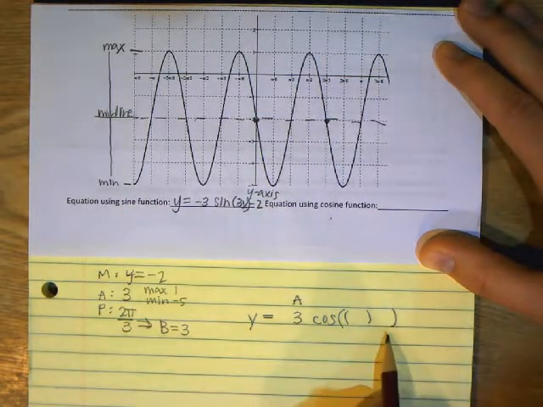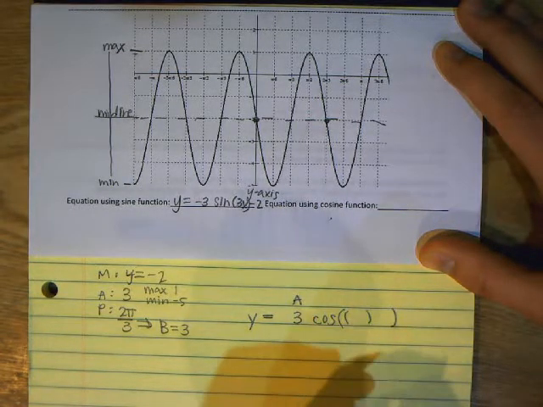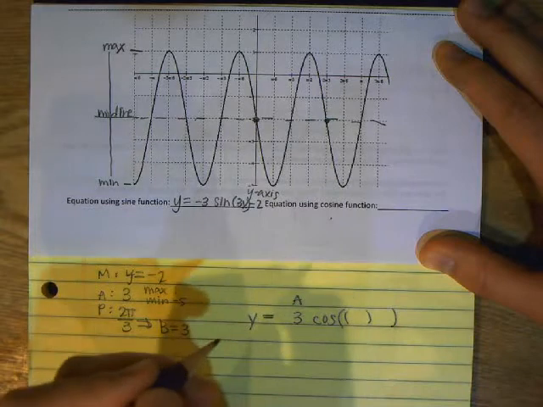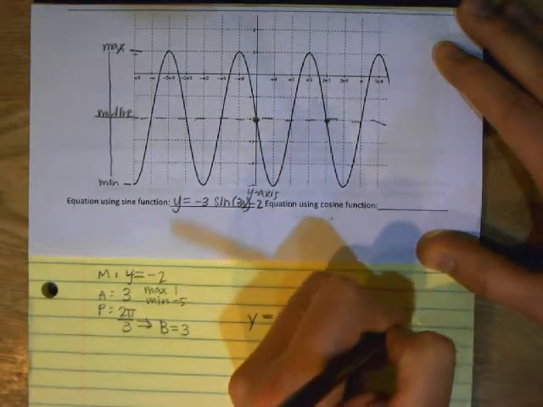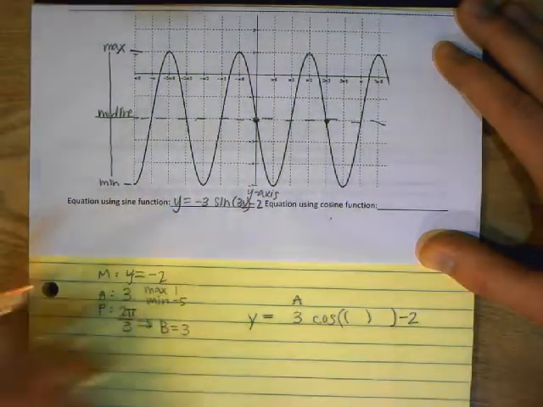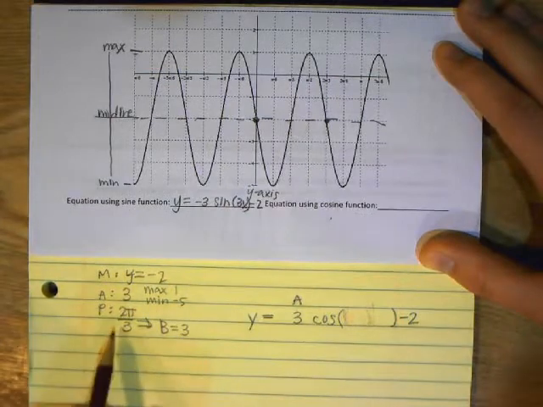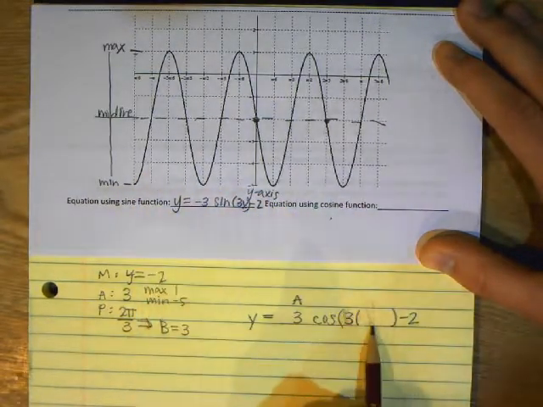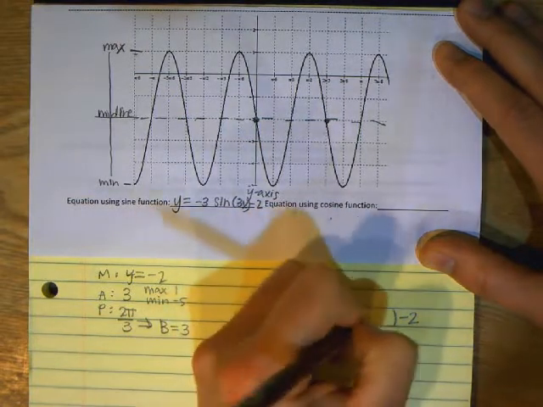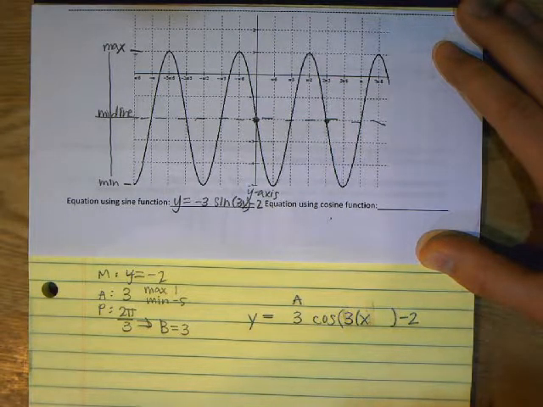For the h, I'm going to leave space for it. And then the last thing I know will be minus 2. So to go back, since I already know that the b value is 3, I know this is going to be 3 times x, and then it'll be plus or minus some other amount, whatever the shift is.